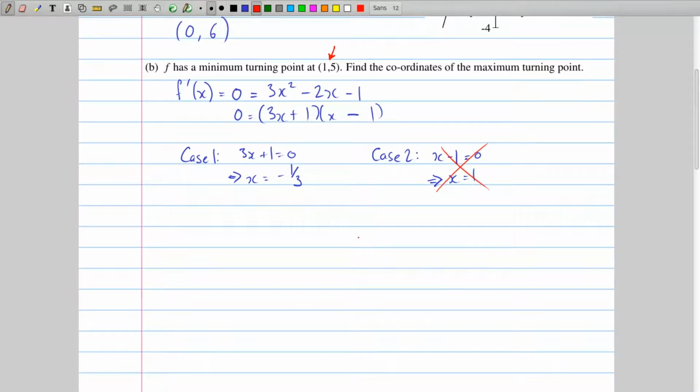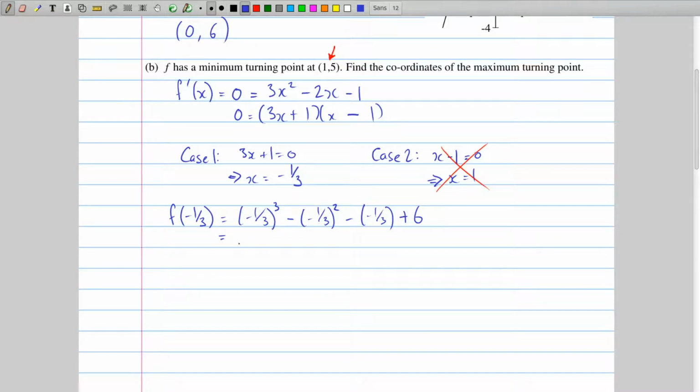Now that's only the x-coordinate of this, but we're asked about both coordinates, so we need to figure out what is the y-coordinate, and we do that by putting that into the original function. So f of minus 1 over 3 becomes minus 1 over 3 cubed, because it was x cubed, then minus 1 over 3 gets squared because it was a minus x squared, minus 1 over 3, be careful of your signs, and then you have a plus 6 left over.